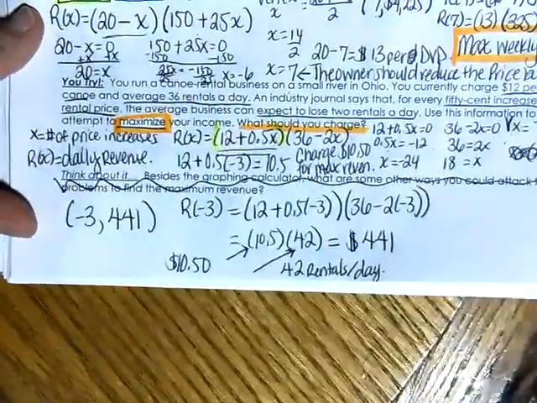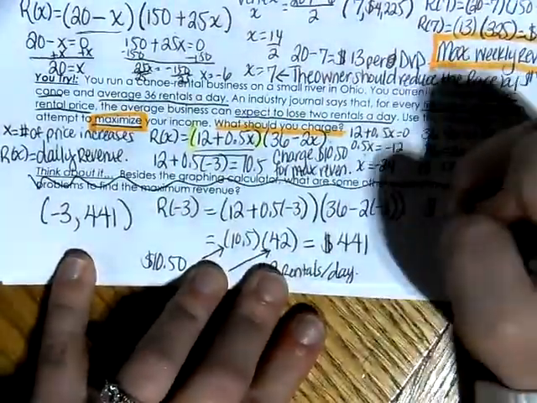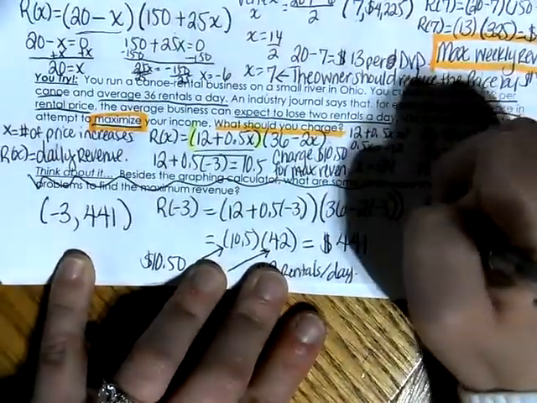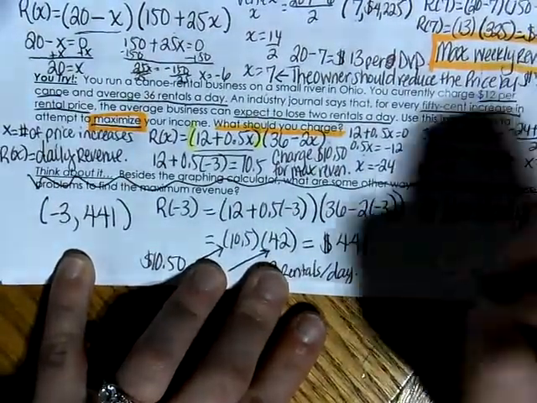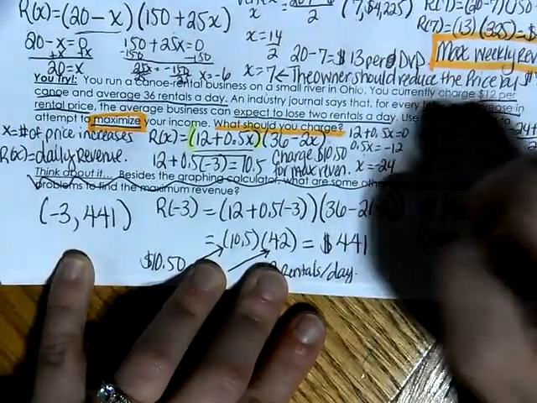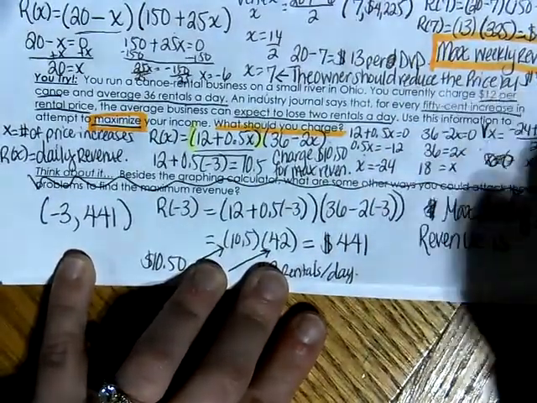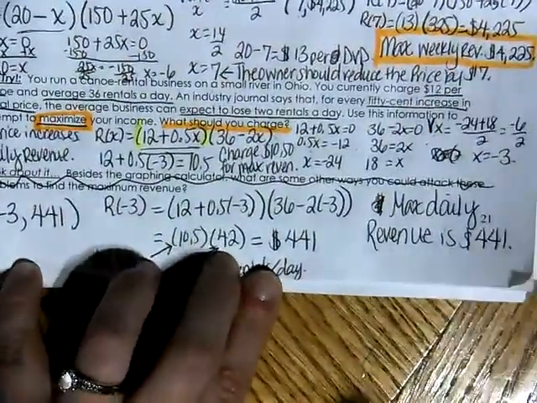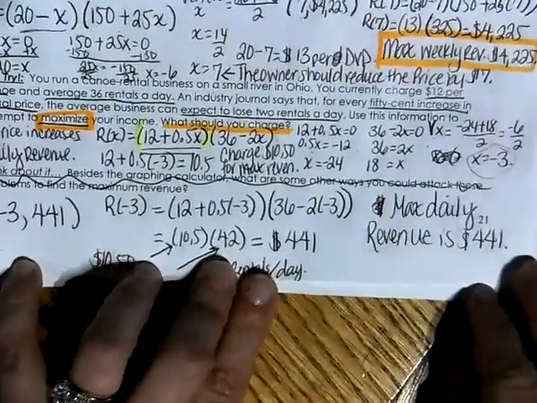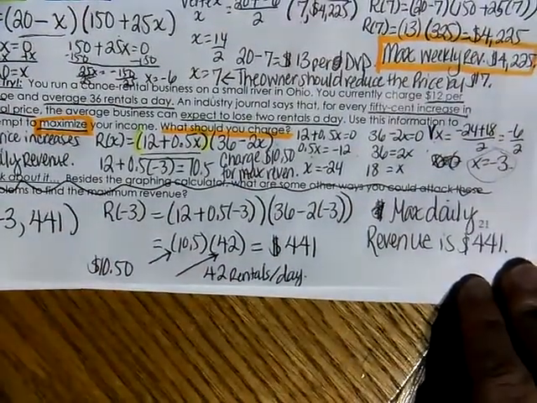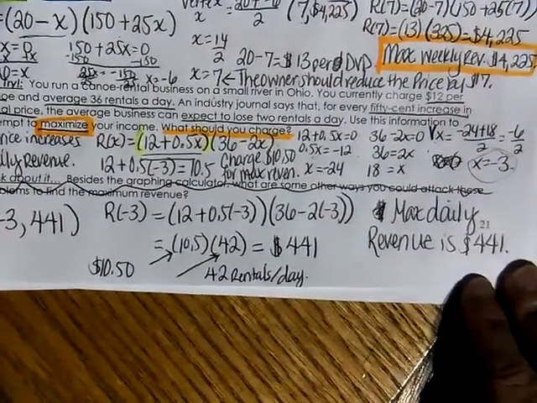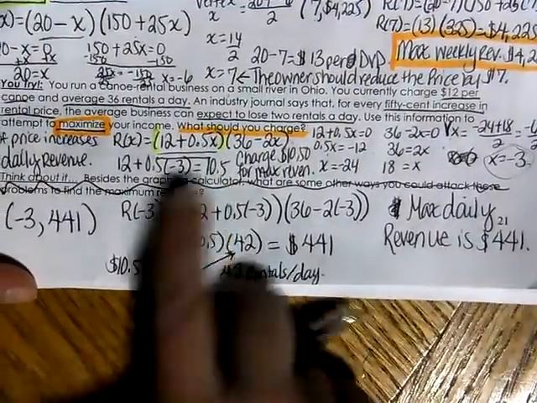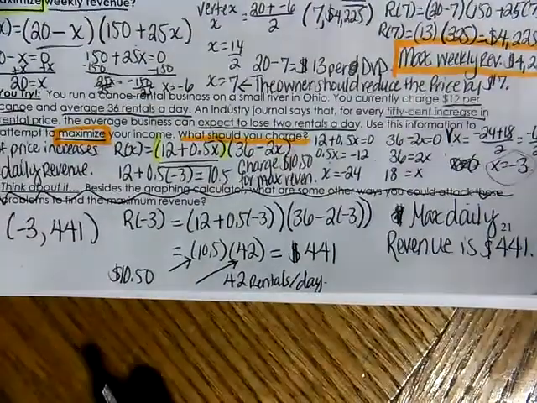So that is my maximum revenue. The maximum daily revenue is $441. And that will happen if you decrease the price instead of increasing the price. Decrease the price 3 times, which would mean that you would need to decrease the price by about $1.50. And that's what you would end up having.